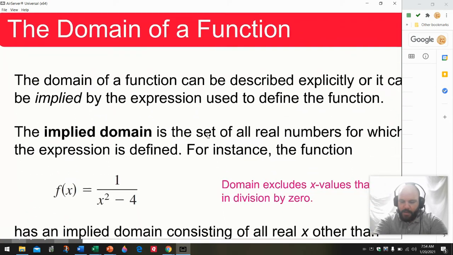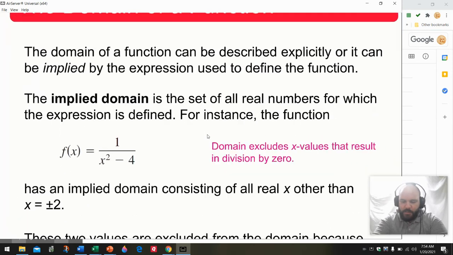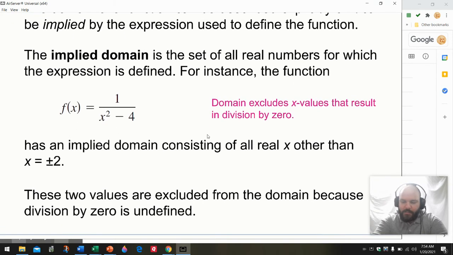Now, the domain of a function can be described explicitly or it can be implied by the expression used to define the function. And so an implied domain is the set of all real numbers for which the expression is defined. For instance, the function f of x equals 1 over x squared minus 4 has an implied domain consisting of all real numbers x other than +2 and -2. Here's why this has an implied domain and why you need to be aware of what numbers are okay and not okay to put in.